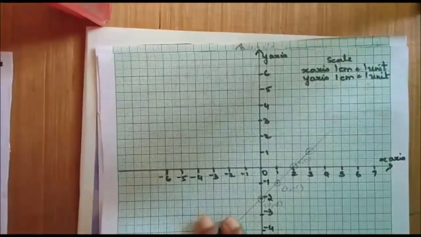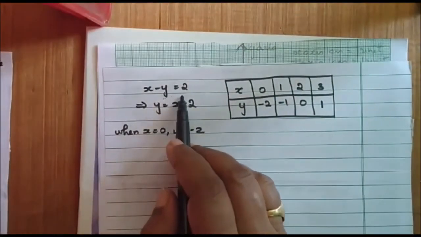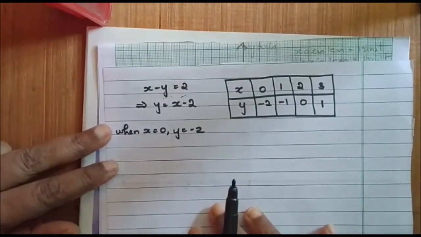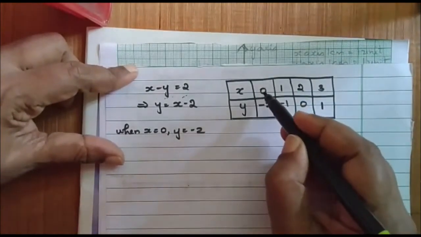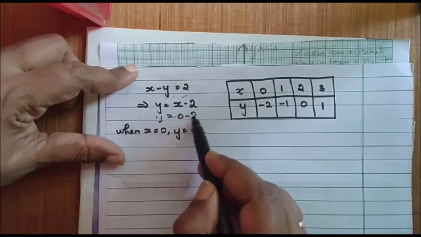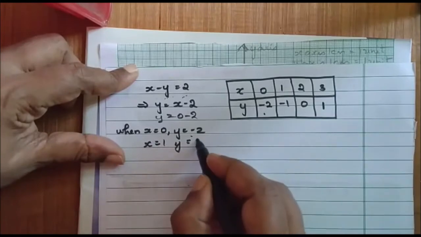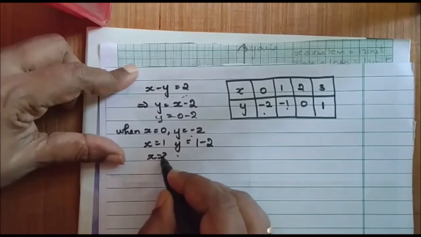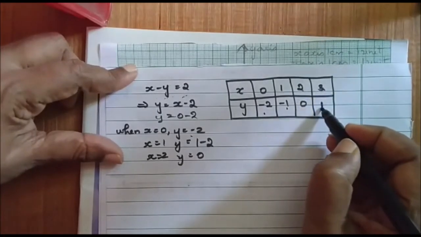Now we will solve a problem, that is, we are asked to draw a graph for the equation x minus y equals 2. So we will assume values for x and find the values of y corresponding to that. Okay. So let me assume x equals 0. When x is equal to 0, I have y equals minus 2. Similarly, when x is equal to 1, I have y equals 1 minus 2, which is minus 1. When x is equal to 2, y is equal to 0. Similarly, when x is equal to 3, y is equal to 1.